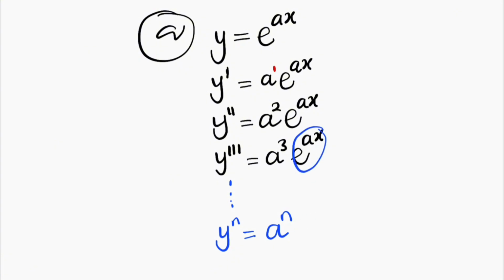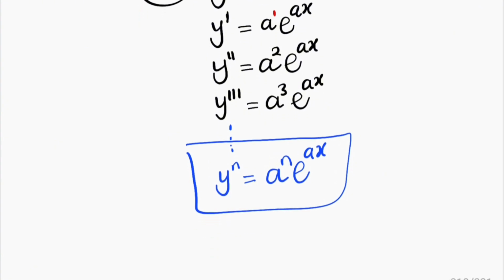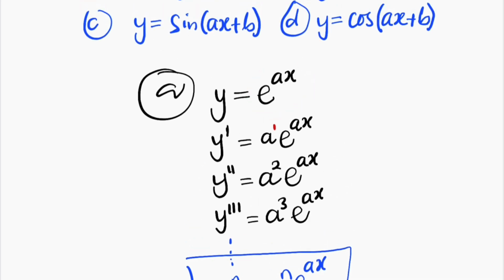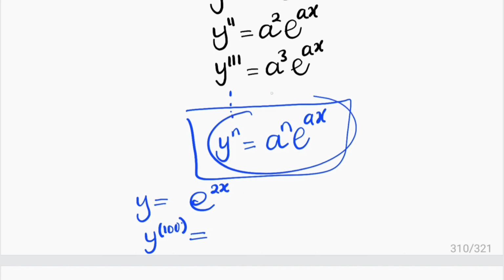And remember, this will not change. It will remain e to the ax. So this is the connection. We are done with the first one. So if your teacher asks you to find the 100th derivative of this, all you have to do is replace n with 100. Let me give you an instance. If you have y equal to e to the ax, for example, let me even change it to a number. For example, if you have 2x here, and your teacher is expecting you to find the 100th derivative, all you have to do is use this formula.